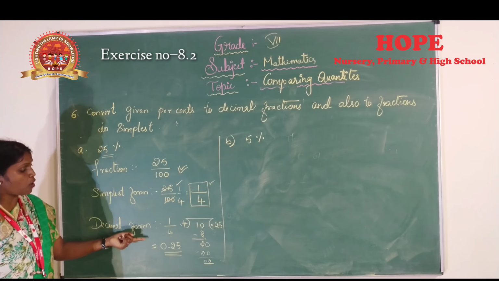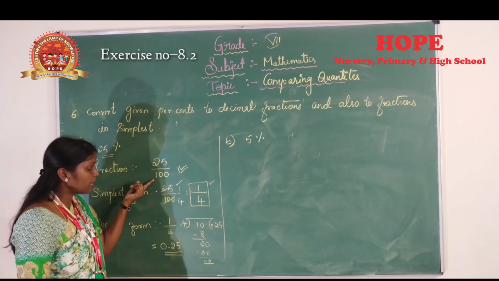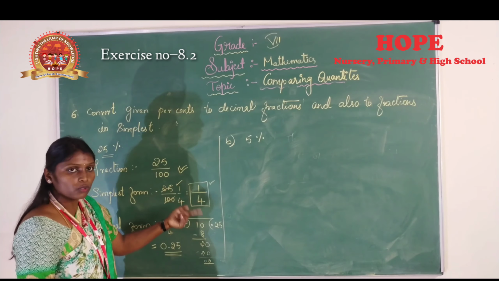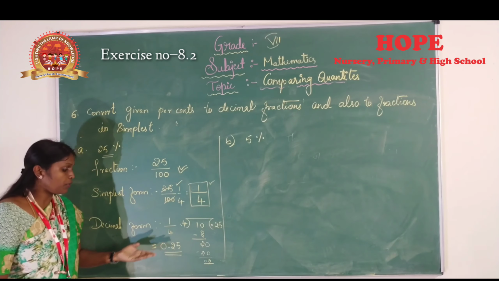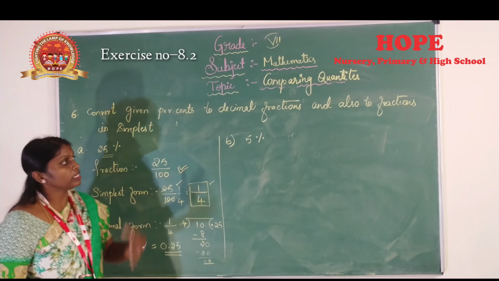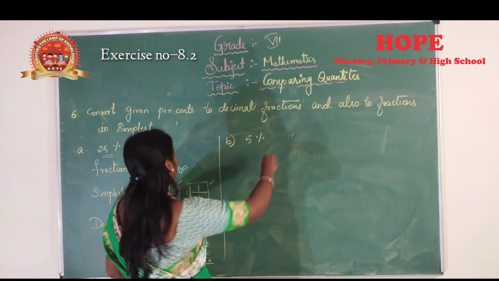Then the decimal form you can either find for 25 by 100 or for the simplest form which you have converted, 1 by 4, also you can form. So the answer you are going to get is 0.25. The same way, let us solve one more example also.